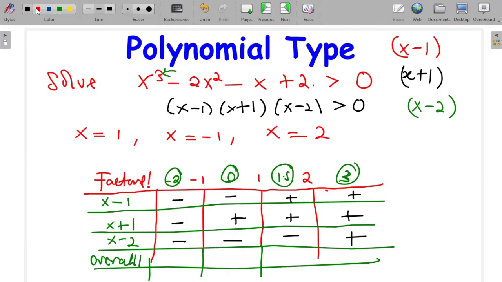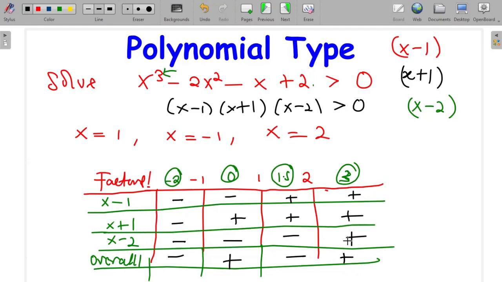Okay, then I get the overall. So I say negative multiplied by negative, positive. Positive multiplied by negative, negative. Negative multiplied by positive, negative. Negative and negative, positive. Positive and positive, positive. Positive and negative, negative. Positive, positive, positive. This will just be positive.